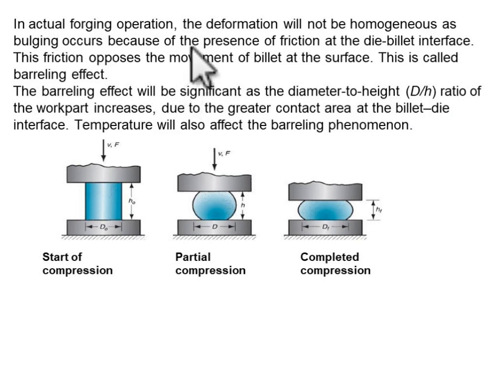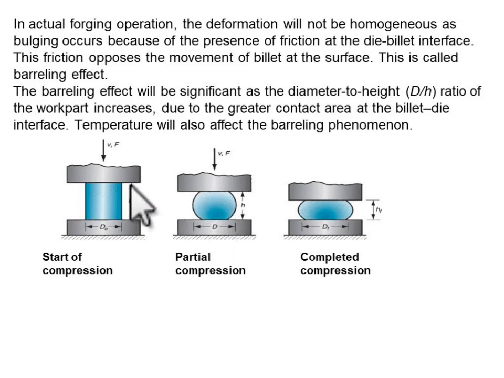In actual forging operation, the deformation will not be homogeneous, as I showed in the previous slide, as bulging occurs because of the presence of friction at the die-billet interface. The friction opposes the movement of the billet at the surface. That's why this barreling form occurs. And if we increase the height of the workpiece, this barreling effect increases.